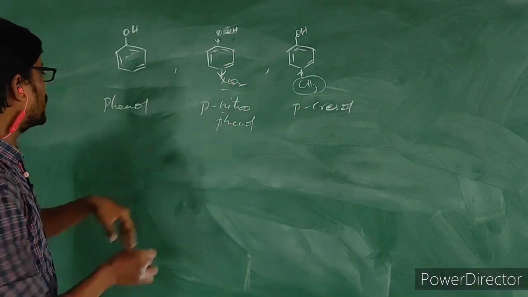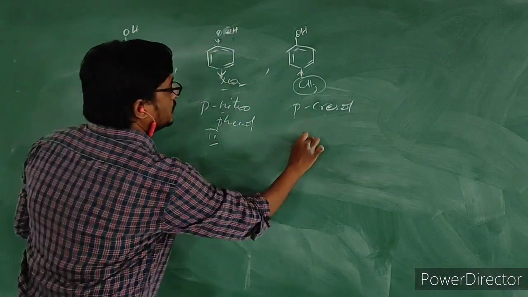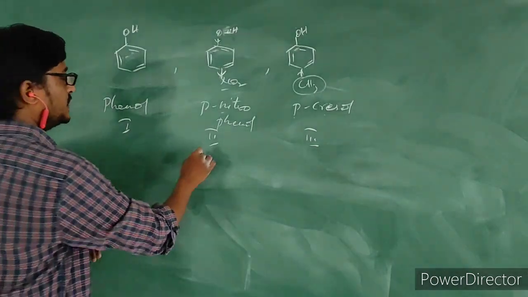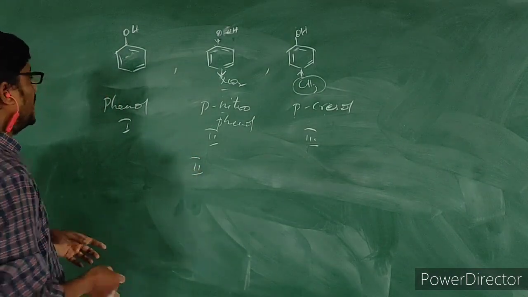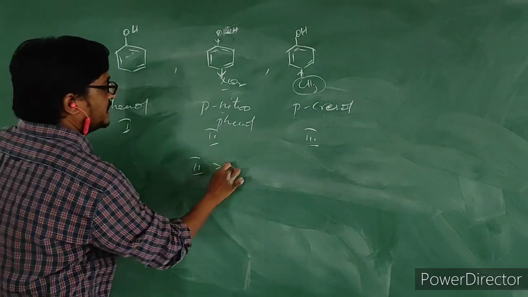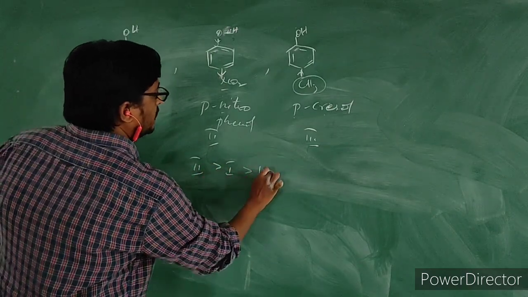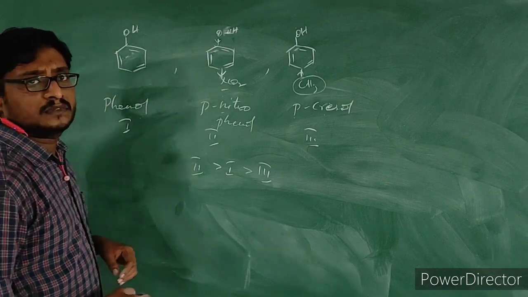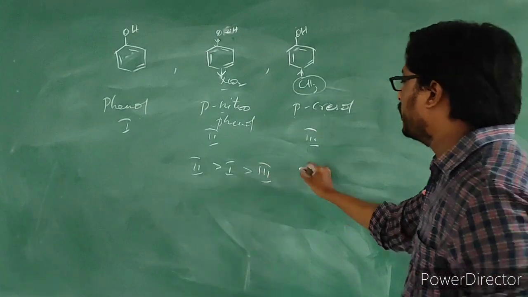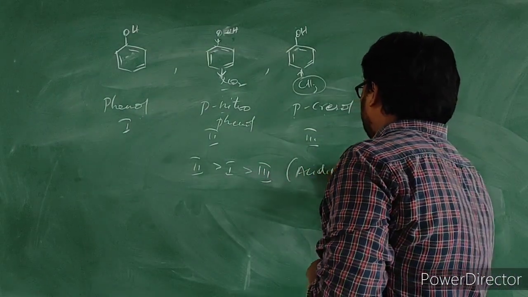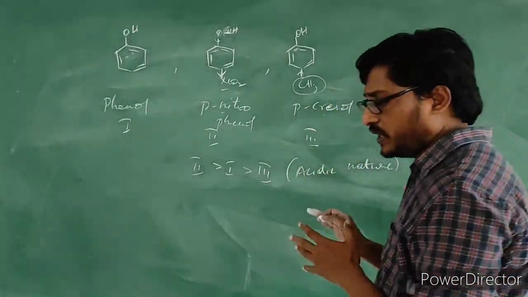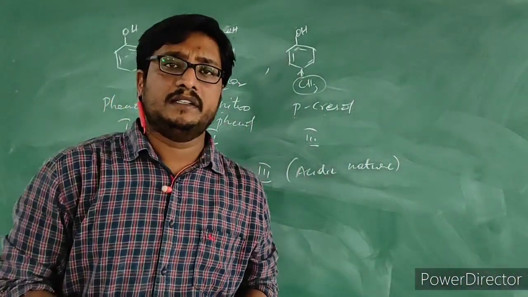So among these three compounds, 1, 2, 3, which is more acidic in nature? The second one, para-nitrophenol. Next, among phenol and paracresol, phenol will be more acidic in nature. Next will be paracresol, nothing but 4-methylphenol. So this is the order of acidic nature of these three compounds. This is very important. Please keep in mind.